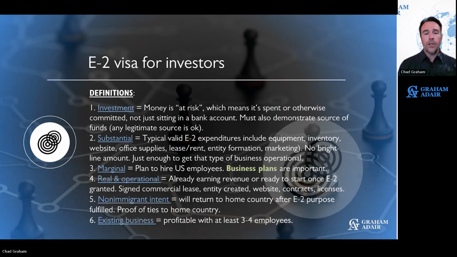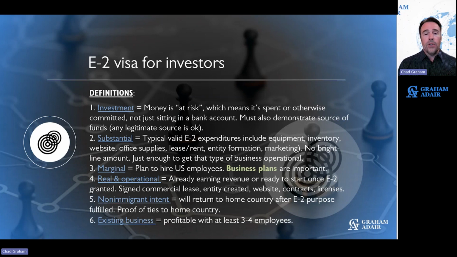In terms of marginal, they want to see that the business is going to have an impact in the United States. And as I said previously with the L1 or the new office L1, they want to see that you're going to be able to create jobs. And so if you have a business plan and you show that, within the first year, we're looking to hire 3 or 4 people. By year 2, we think we're going to have 10, that sort of thing, that is good evidence to the government to show that you have a plan to create jobs. That's something that they really want to see.